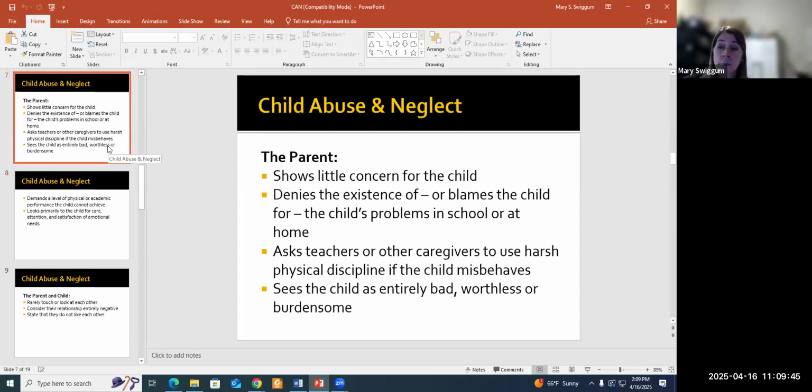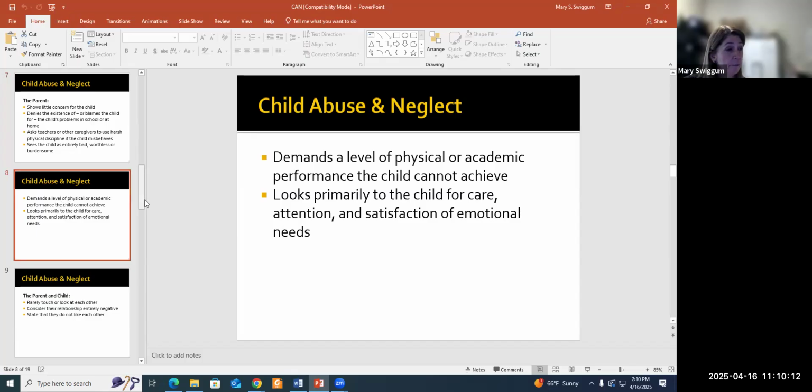In the parent, we may see a caregiver who shows little concern for the child. They may deny the existence of a problem or blame the child for the problem. They may ask teachers or caregivers to use harsh discipline if the child misbehaves. And they may see the child as entirely bad, worthless, or burdensome. So those are your red flags in caregiver behavior.